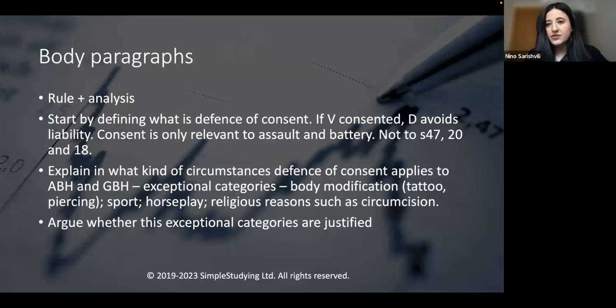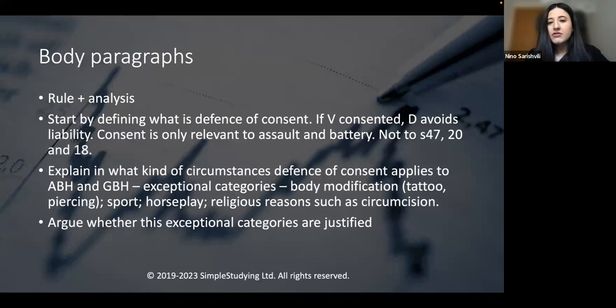In the body paragraphs, you need to remember that first you need to explain the law, followed by the analysis, rule analysis, but divide into small chunks. Don't try to put explanation of many cases and principles in the same paragraph and then try to analyze everything all together. I suggest that you divide it into small parts, as small as possible. So you could start by defining what is defense of consent and how does it work.